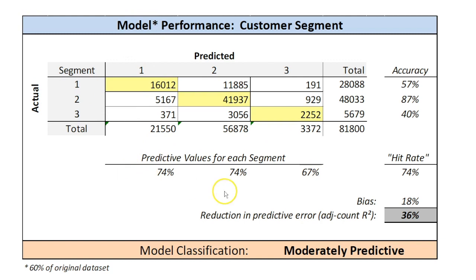So what we look at are called the predictive values for each segment. For instance, for those that are predicted 1, how many were actually segment 1? That answer is 74%. How many of the predicted 2s were actually 2s? That's 74%. How many of the predicted 3s were actually 3s? That's 67%. Now the reason why this is helpful is because you can see where there could be some potential bias and where the model does a better job of predicting and where it does a lesser job.